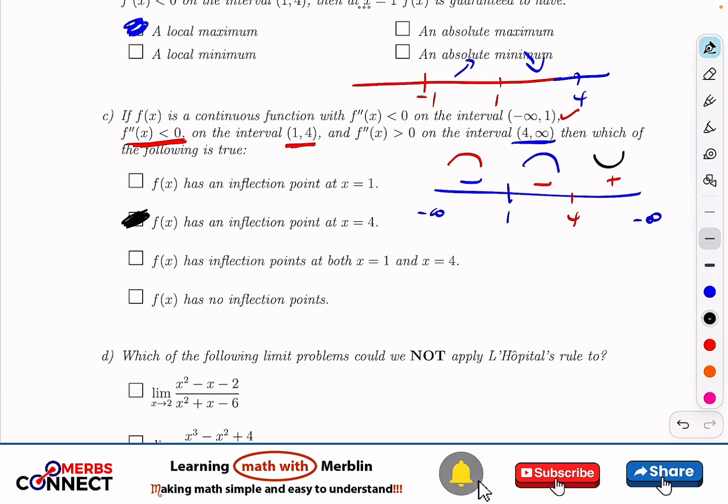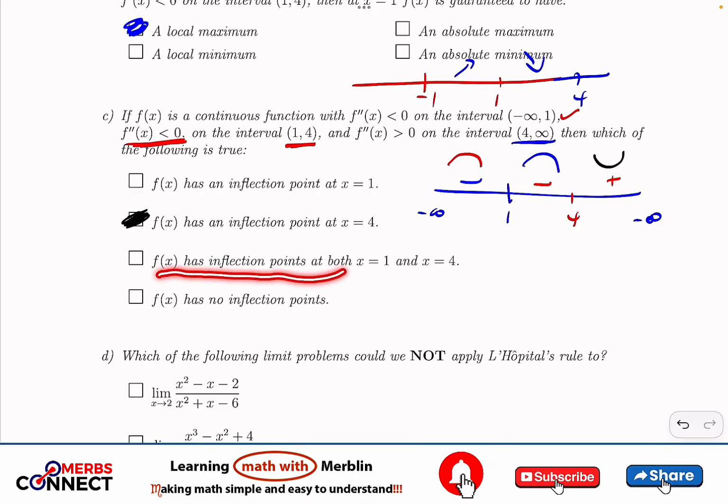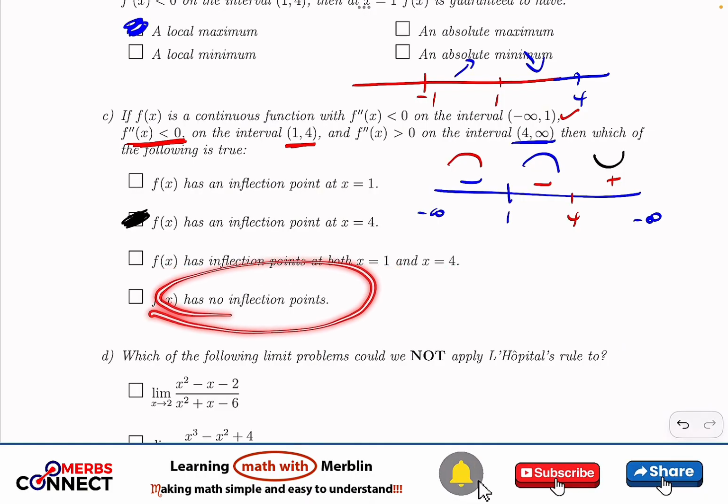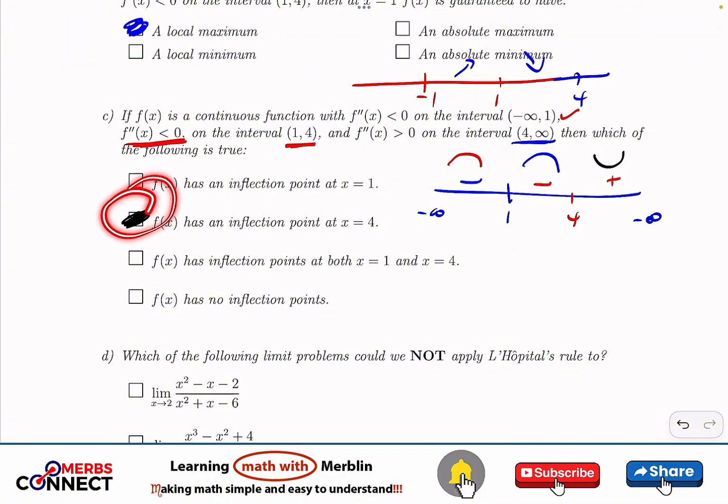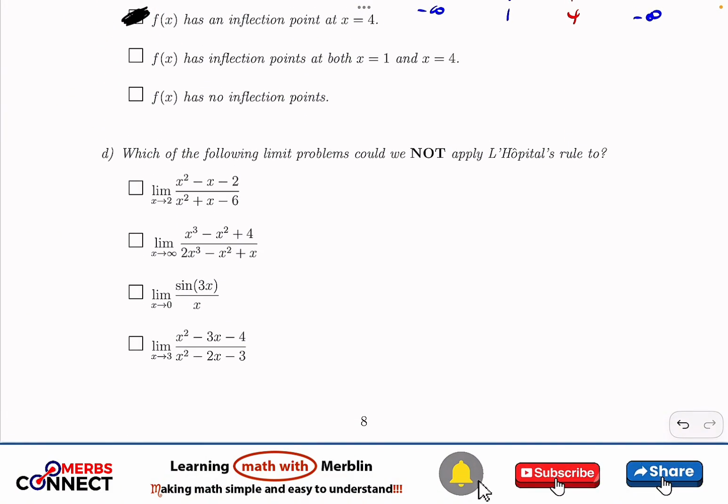Let's see if we have more options. F of x has inflection points at both this and this, which is not true. Has no inflection point, which is not true, so it's just this one only. Let's do the last one.